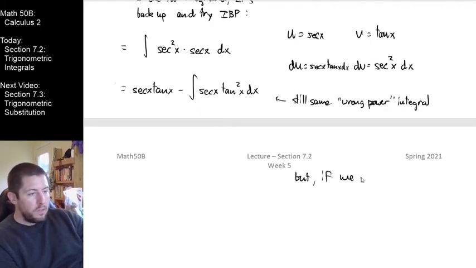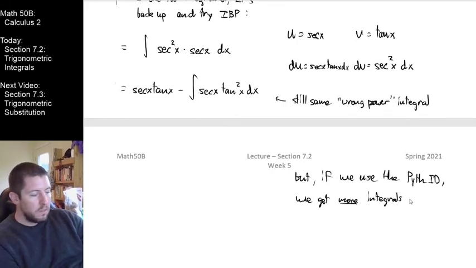But if we use the Pythagorean identity, we get more integrals of secant cubed, which is actually good.